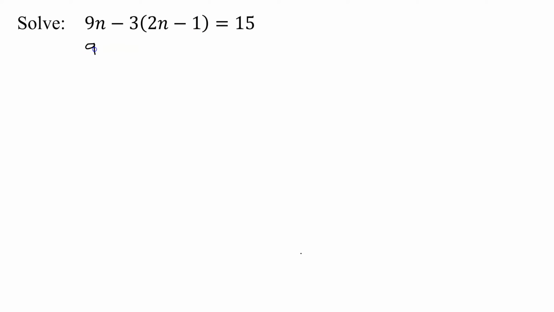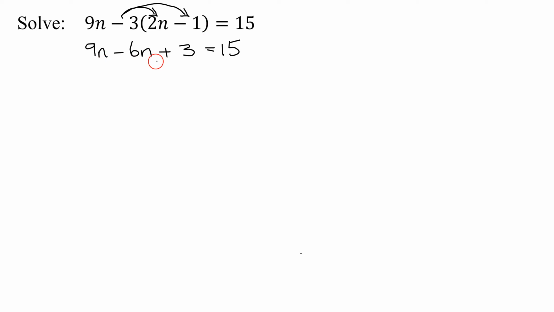So I'm going to have 9n, then I'm going to distribute negative 3, so negative 3 times 2n is negative 6n. Negative 3 times negative 1 is positive 3, equals 15. So I've removed my parentheses here.